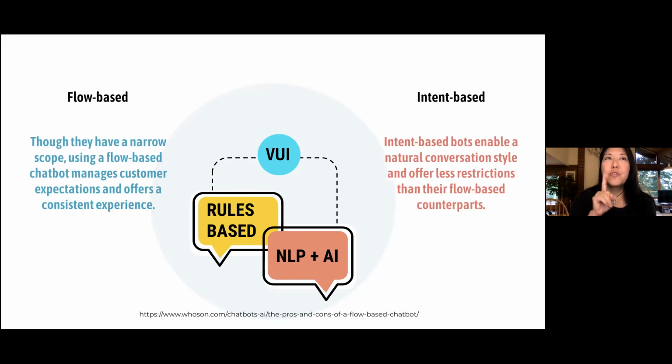But there are some benefits to rules-based. Flow-based or rules-based is a narrow scope. It's a conversation where you have a predetermined response, but it's also a consistent experience. As long as you're keeping it in context, I think it's good. With intent-based bots, although it's natural language, a lot of times the conversation fails and you need to be able to get back to that human, like I said, and get help if needed. So flow-based is not a bad thing.